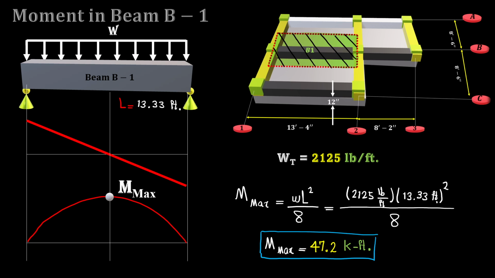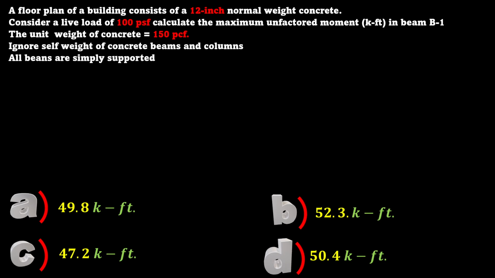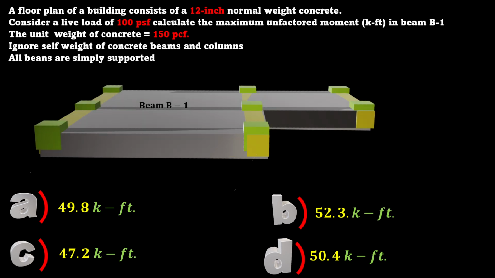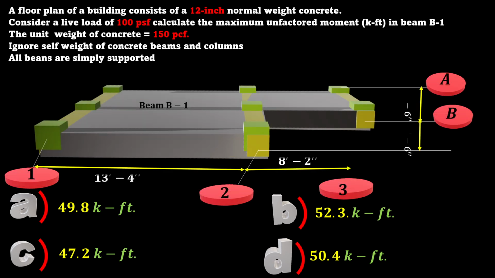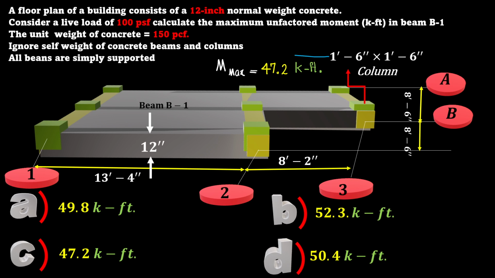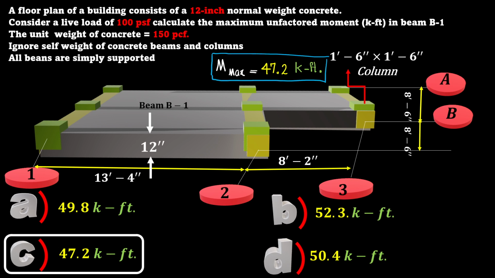And it makes a maximum unfactored moment of 47.2 kip-feet. If we jump to our multiple choice question, that's an interesting question, and it gives us a numerical calculation of maximum moment of 47.2 kip-feet, and the correct answer is C.